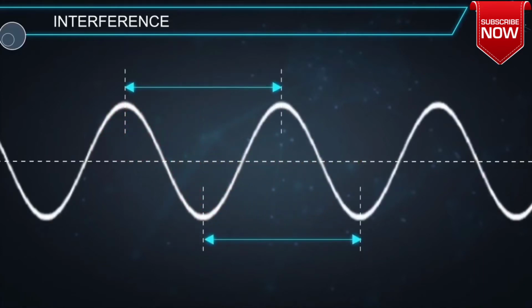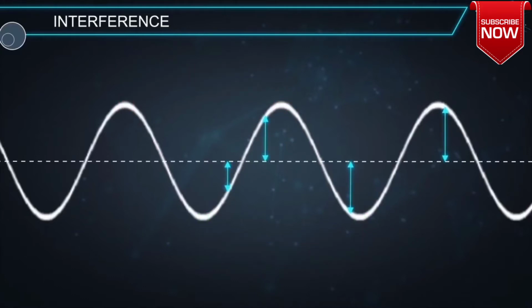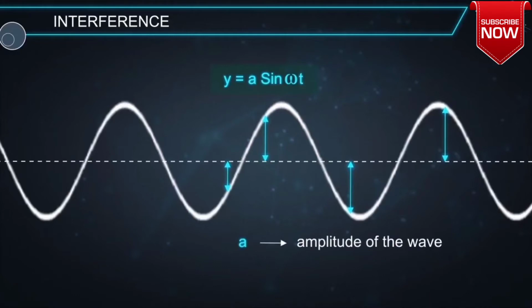Also, the distance between two successive crests or two successive troughs is known as the wavelength of the wave, lambda. The displacement or the height of the wave at any instant is given by y is equal to a sin omega t, where a is the amplitude of the wave and omega is the angular frequency at time t.